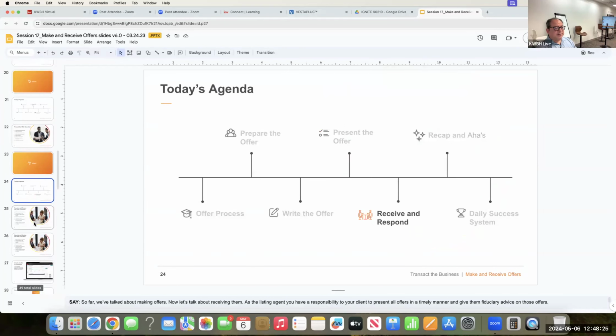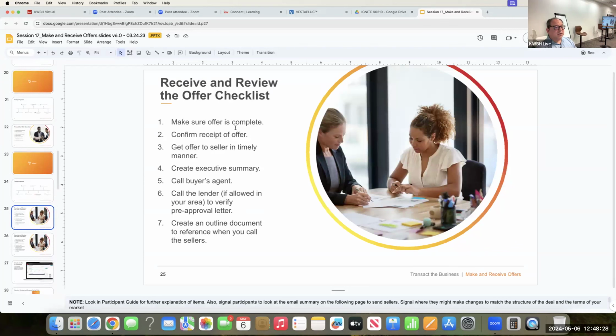Receive and respond. Make sure that offers are completed. So if you're the listing agent receiving an offer, you're going to have to review the offer, right? Make sure it's complete, no missing pages. Confirm receipt of the offer. You're going to immediately respond to the buyer's agent: offer received, thank you so much. Get the offer to the seller in a timely manner. We need to get offers to sellers in a timely manner. This is part of our code of ethics in the National Association of Realtors Code of Ethics. So get the offer to the seller in a timely manner.